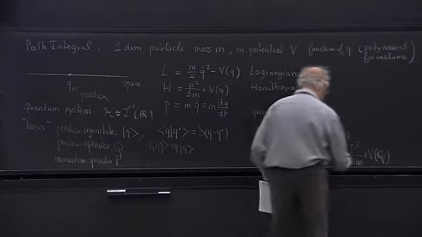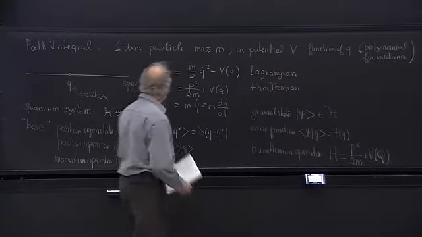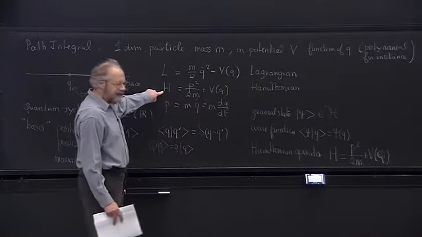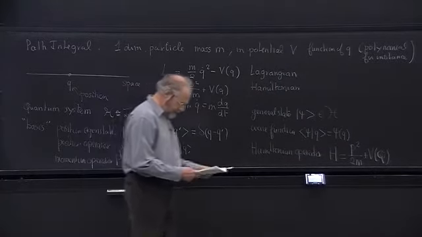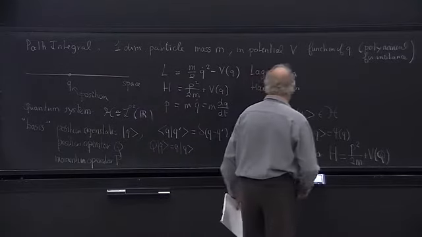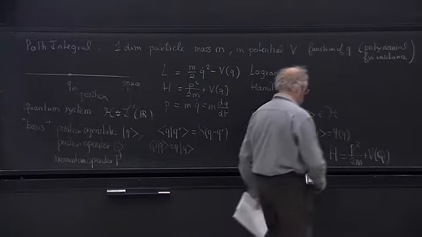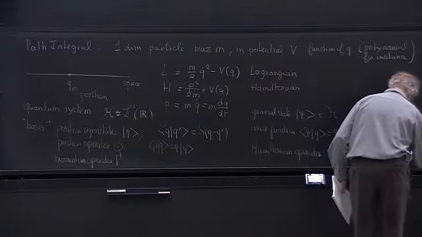This is just the rules of correspondence, canonical quantization out of this classical system. And then, of course, the evolution is given by the Schrödinger equation. So this defines the dynamical evolution.